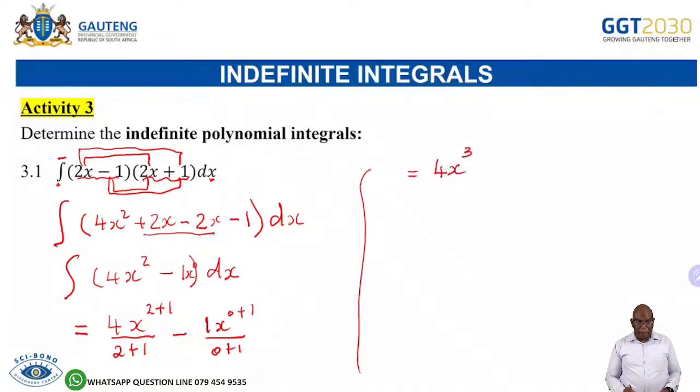4x to the power 3 divided by 3 minus x to the power of 1. So that integration is done. So I've integrated that whole thing, which is not complicated. So you can imagine if I want to integrate this one and that one separately, I'll have a problem. All right, this answer I'll never get. So this is the correct integration.